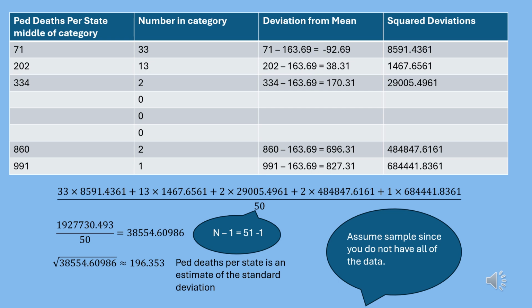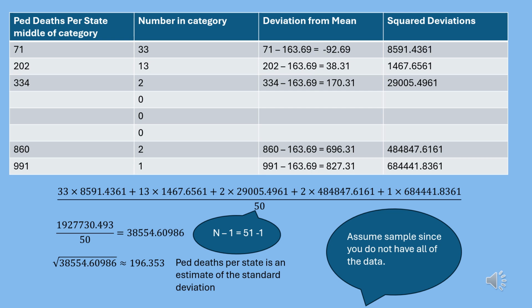And again, we want to average the deviations, but we can't just add the deviations because you'd end up getting 0 all the time. So we square the deviations to get a list of positive values that we can add. But when we actually add the squared deviations, we have to remember that 33 of our values were 71 and 13 of our values were 202. 2 of them were 334, 2 of them were 860, and 1 was 991.